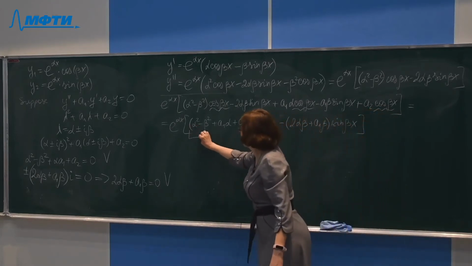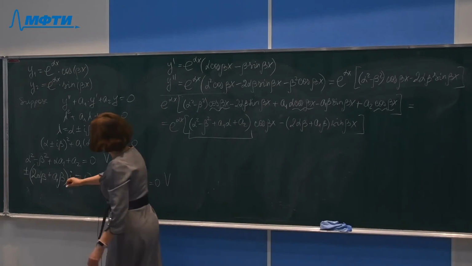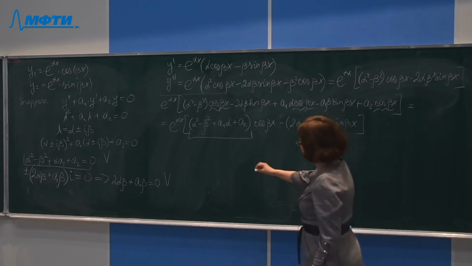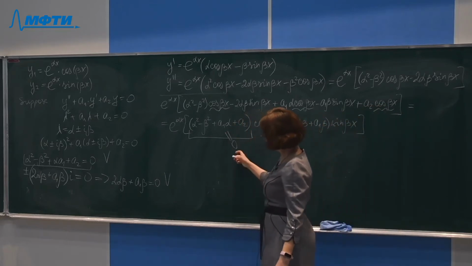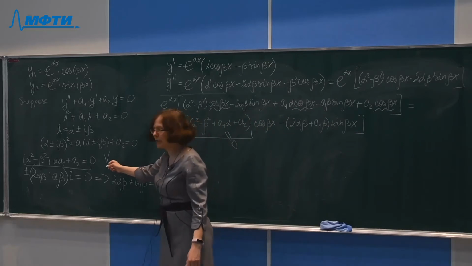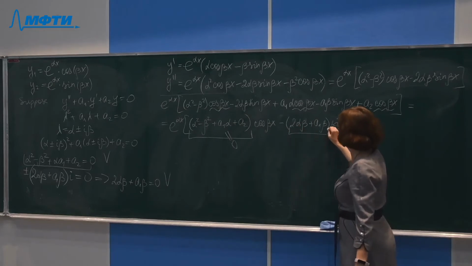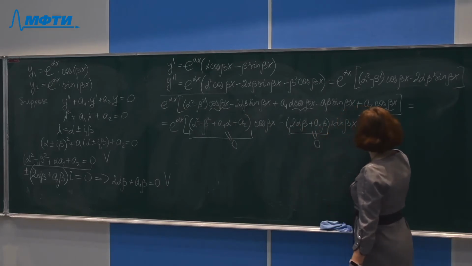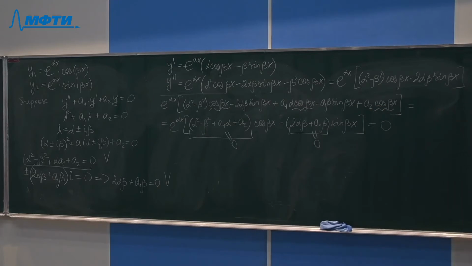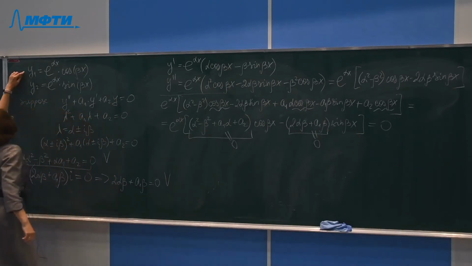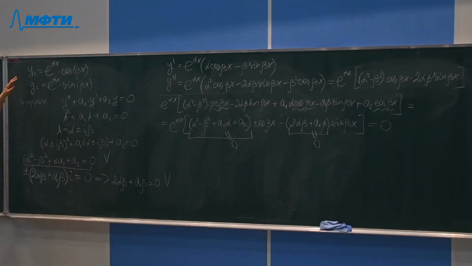But look at this coefficient. The coefficient is the same as this coefficient, right? But it is equal to 0. This equals 0 due to the first equation, right? And due to the second equation, this is also 0. And so we can see that this expression is 0. So y1, this function, satisfies this differential equation. Likewise, we can prove that y2 is also the solution.